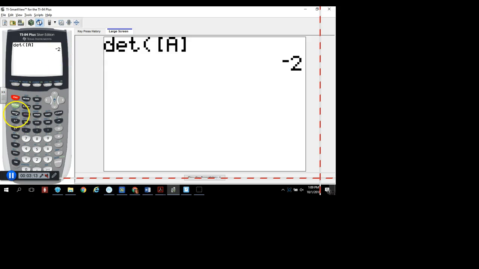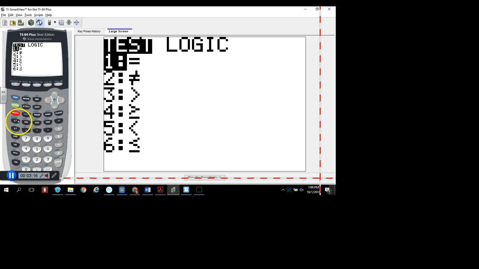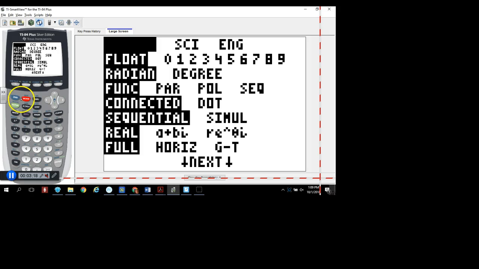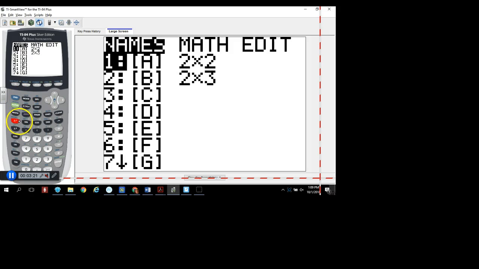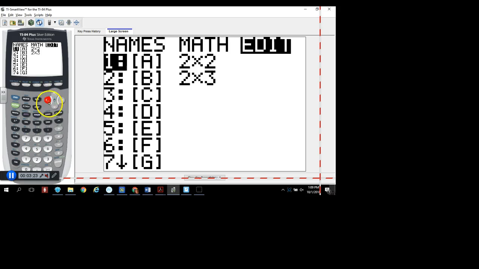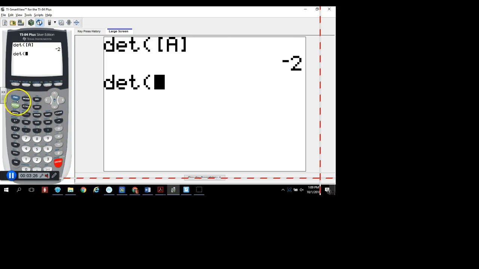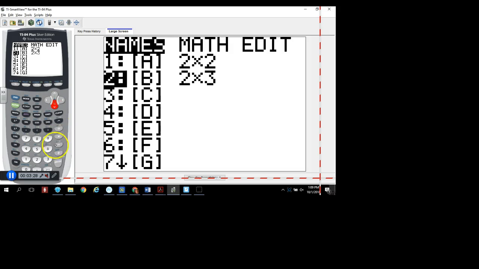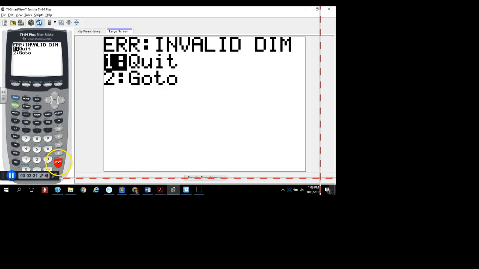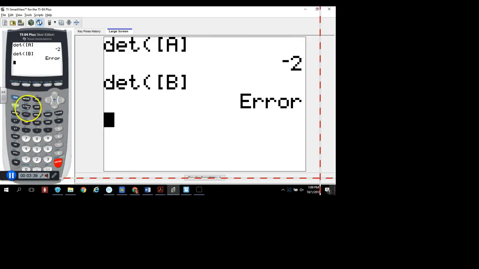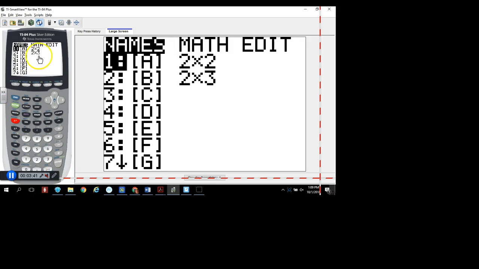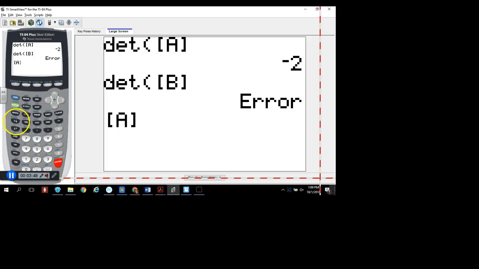If I wanted to do the determinant of, oops, wrong one, of the second one, right here, I would go ahead and put this in, and I get an error for invalid dimensions because I can only take a determinant of a square matrix. And a 2 by 2 is a square matrix, but a 2 by 3 is not, so I can't do that.